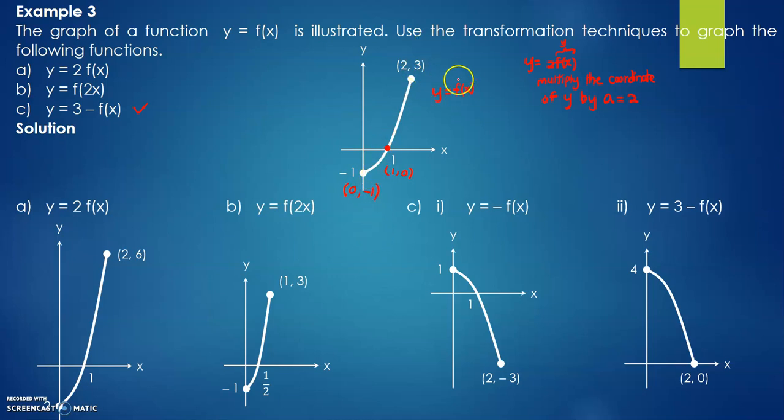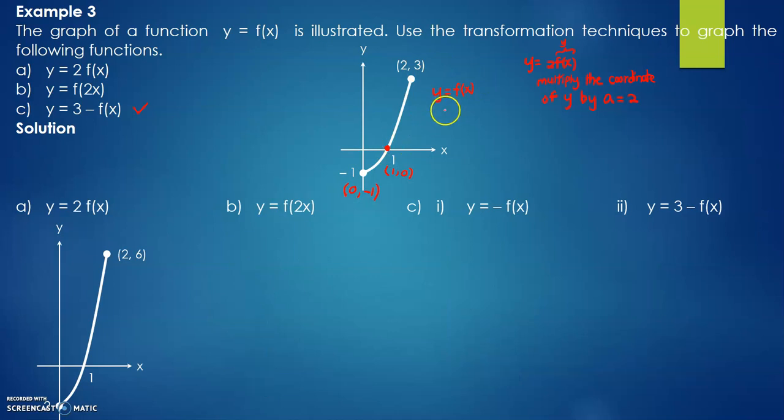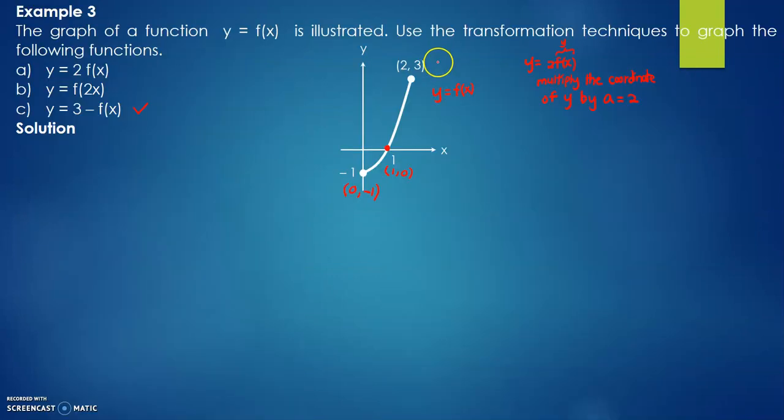So when I multiply, for the first question, let me hide the function. For the first coordinate, we will multiply the y coordinate by 2. So the new coordinate here is (2, 6). For the second coordinate, if I multiply the y coordinate by 2, it remains the same because 0 multiplied by 2 is 0. So the point is still (1, 0). But finally, for this coordinate, we will multiply the y coordinate by 2. So this point will become (0, -2).